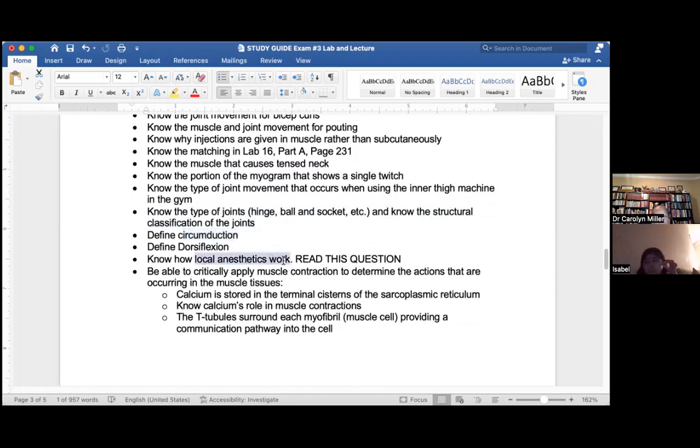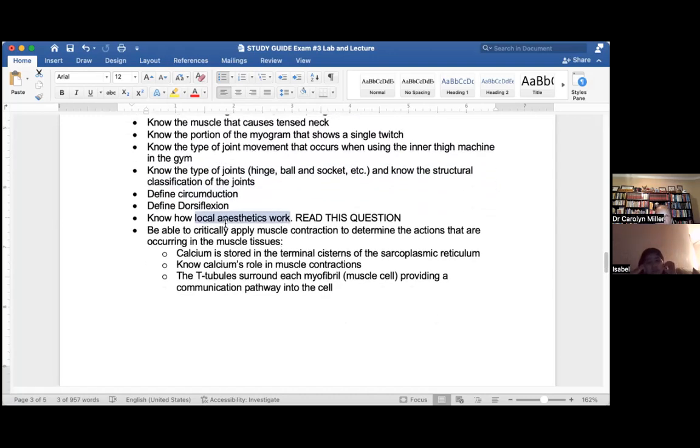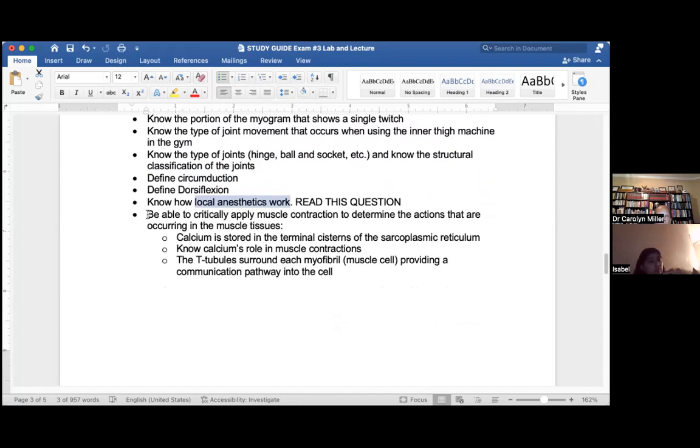And know how local anesthetics work. I just showed you on the exam. On the lab, and I think this may be a true-false question, so just read it. Be able to critically apply muscle contraction to determine the actions that are occurring in the muscle. Again, I'm foot stomping. Calcium is stored in the terminal cisterns of the sarcoplasmic reticulum.